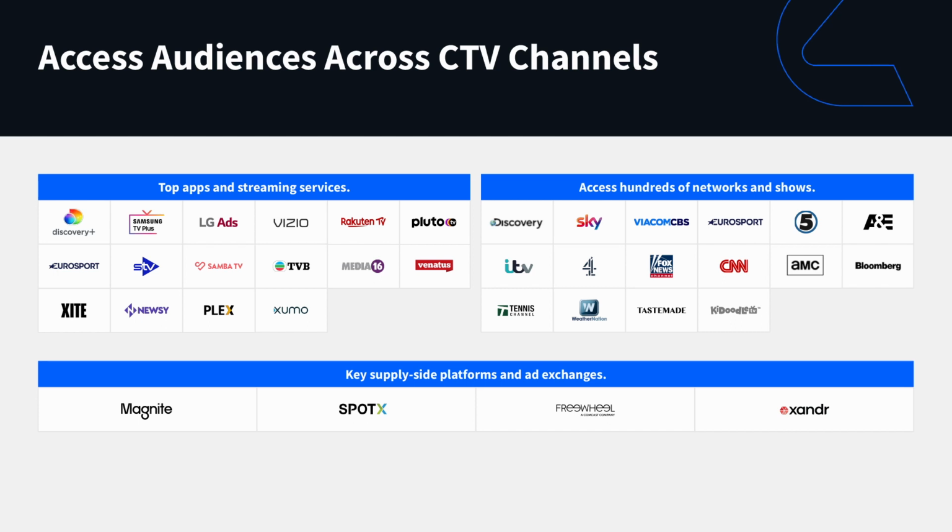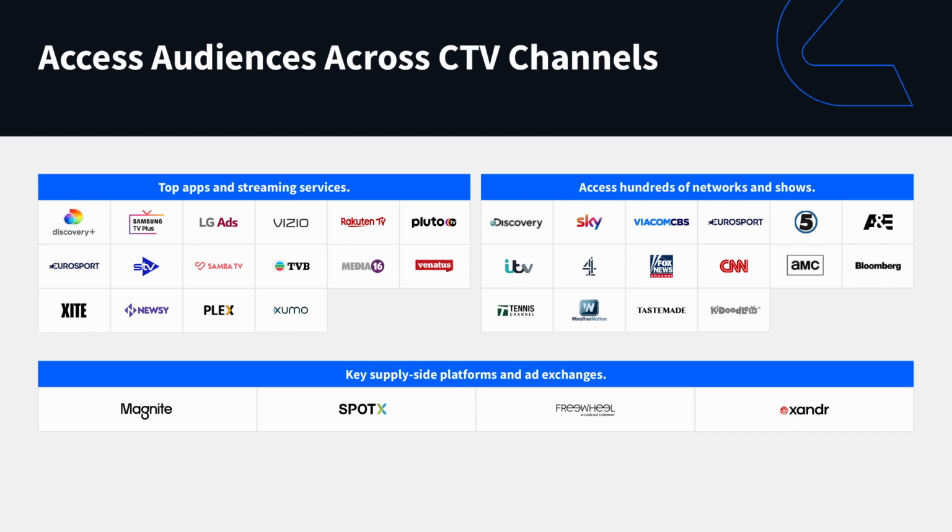Through the StackAdapt DSP, we have access to top apps and streaming services, things like Discovery Plus or Eurosport, or even Viaplay, etc., and also access to hundreds of different networks, such as Channel 4, CNN, or even Disney, and so on. Within StackAdapt, as a DSP, we have access to the key supply side platforms or the key ad exchanges, so mainly Magnite, Equativ, or even some Xandr.